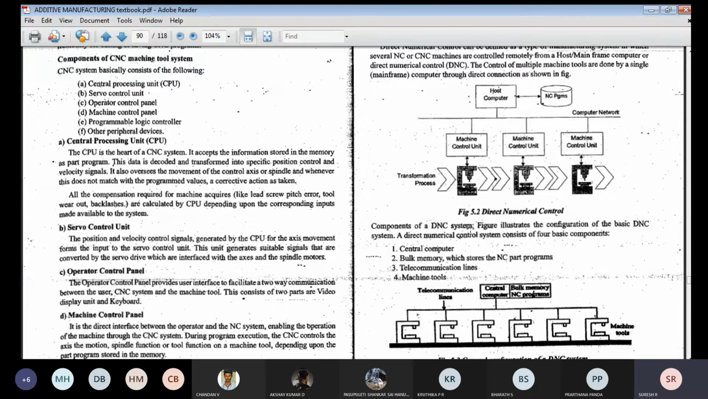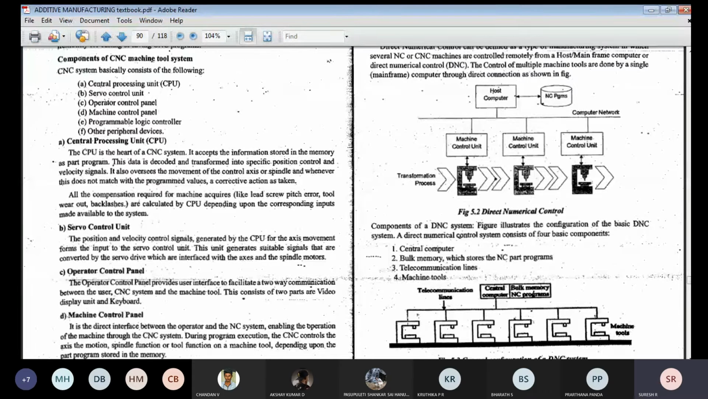So I'm going to tell, one by one, what the main important components in the DNC system are. The first one is the central computer. If you check the diagram, it shows the basic configuration of the DNC system. It consists of the central computer. Next, it consists of the bulk memory, which stores the NC part programs.